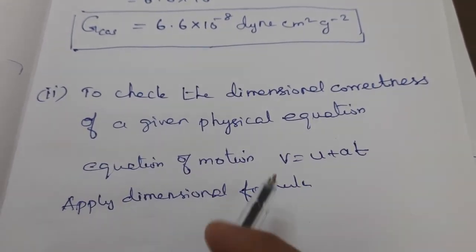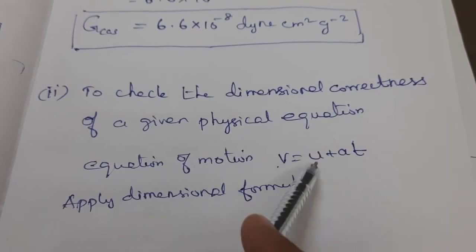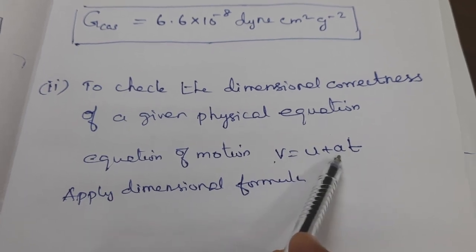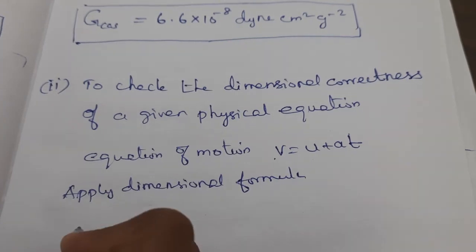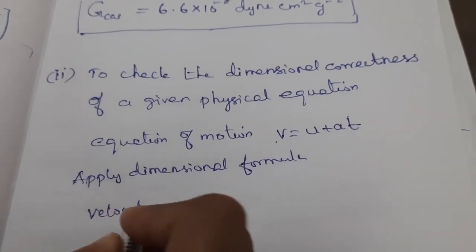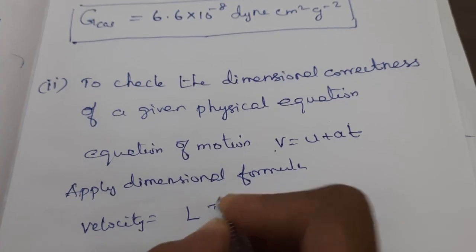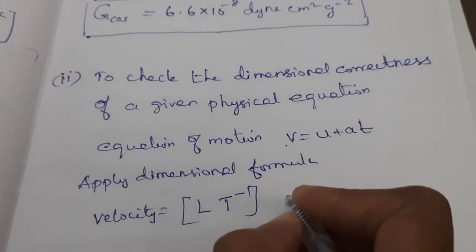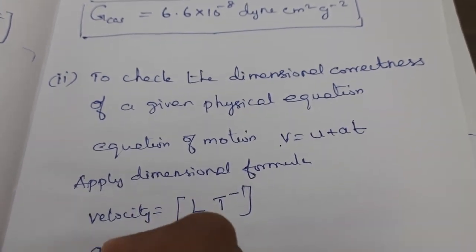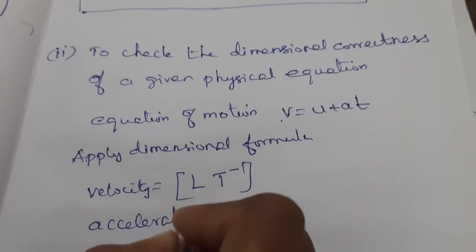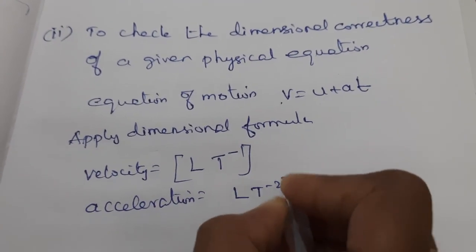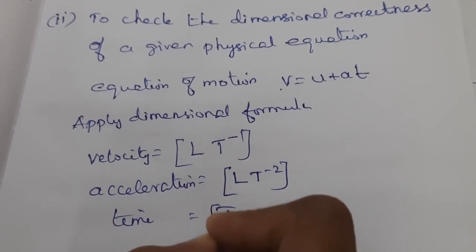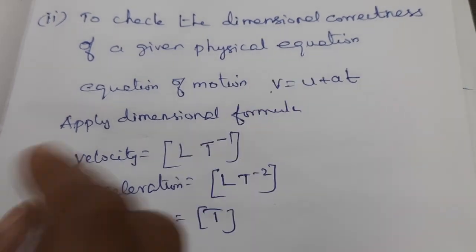We will get v is velocity, u is also velocity, v is final velocity, u is initial velocity, a is acceleration, t is time. So what is the dimensional formula for velocity? For velocity the dimensional formula is LT raised to minus 1. So for v and u the same formula. What is the dimensional formula for acceleration? LT raised to minus 2. What is the dimensional formula for time? It is T.